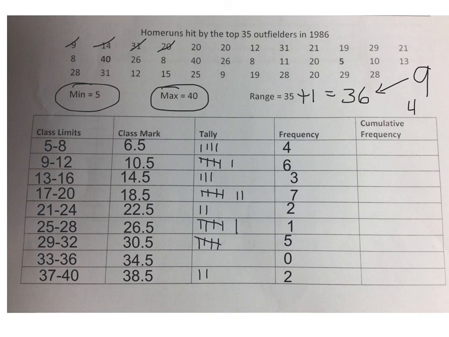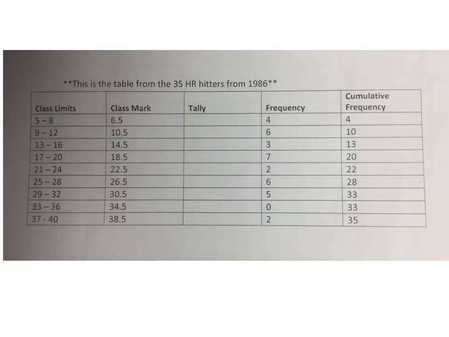So as I go through that column, it's going to end up going all the way up. And since I know I have 35 outfielders, my final cumulative frequency is going to be 35. And it's going to look something like this when it's all done.